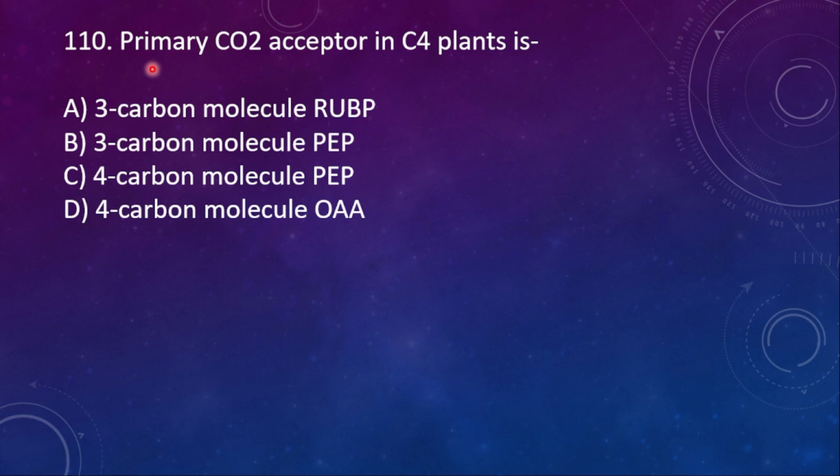110. Primary CO2 acceptor in C4 plant is A. 3 carbon molecule RuBP, B. 3 carbon molecule PEP, C. 4 carbon molecule PEP, D. 4 carbon molecule OAA. Here the primary acceptor is the 3 carbon molecule PEP.